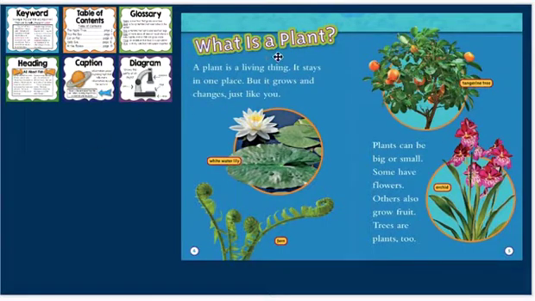All right. What is a plant? A plant is a living thing. It stays in one place, but it grows and changes just like you. Plants can be big or small. Some have flowers. Others also grow fruit. Trees are plants too. Okay, think about what text features you might be seeing. Okay, white water lily, tangerine tree, fern, orchid.